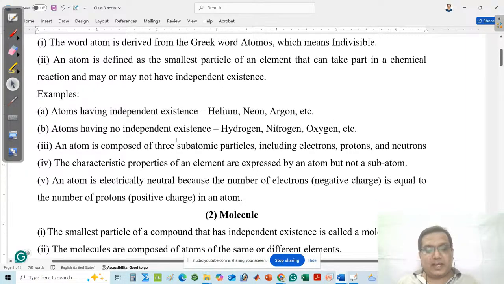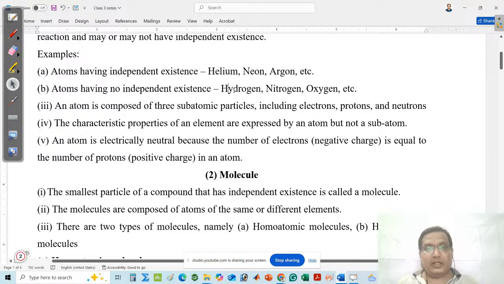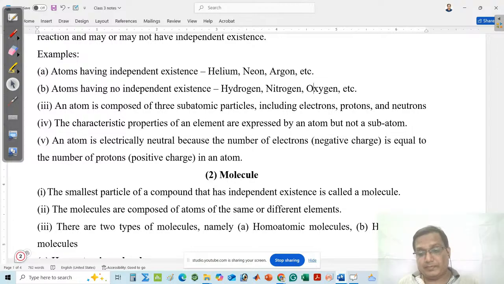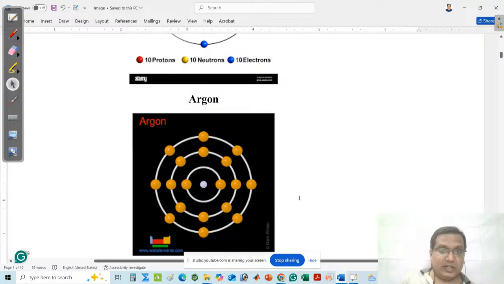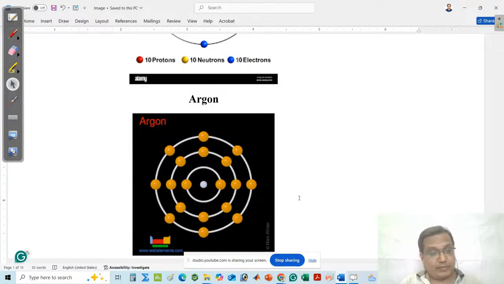Atoms like helium, neon, argon have independent existence. But hydrogen, nitrogen, oxygen do not have independent existence. How can you know which atom has independent existence and which does not? You can follow the octet rule, and another is the duplet rule.